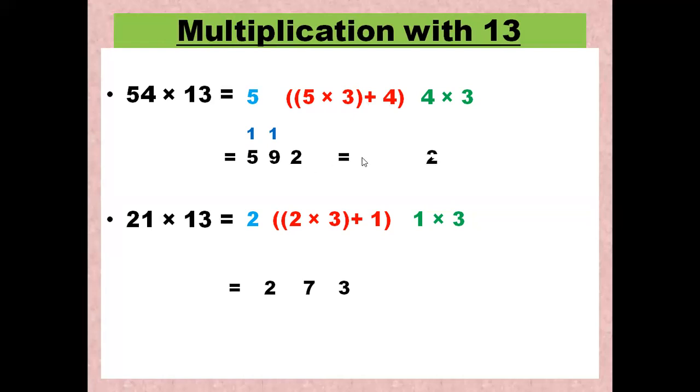Now let us add it. 2 we will remain as it is. 9 plus 1 is 10. So we write 0 and again there is a 1 carried over. So we should add this 5 plus 1 plus 1, which gives us 7. So which gives us 702.